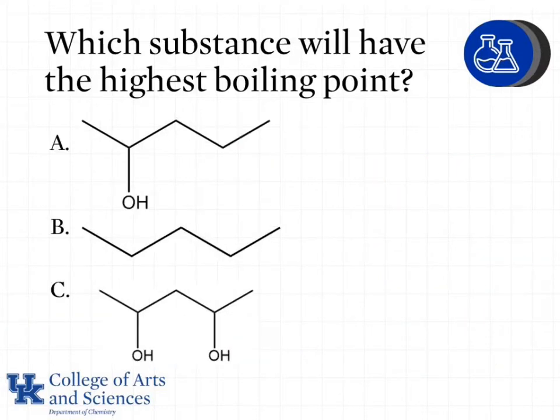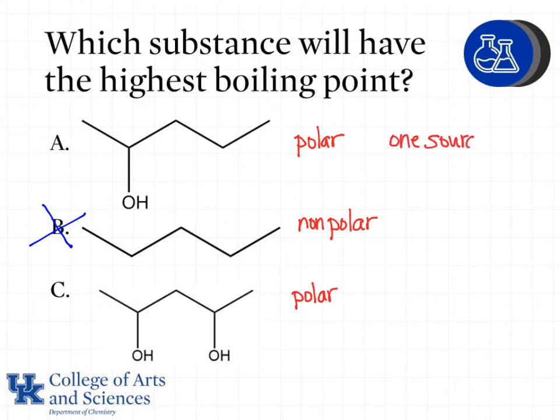Which substance will have the highest boiling point? First, we want to identify which molecules are polar and which ones are nonpolar. A has an OH group, which makes the molecule polar. B contains only carbon-carbon and carbon-hydrogen bonds, so it will be nonpolar. And C has OH groups, so it will also be polar. Because we are looking for the highest boiling point, we can eliminate B as a choice because it is nonpolar and has only dispersion forces.